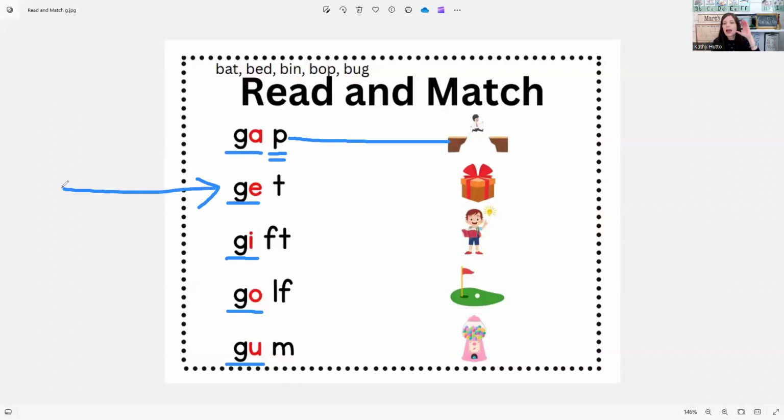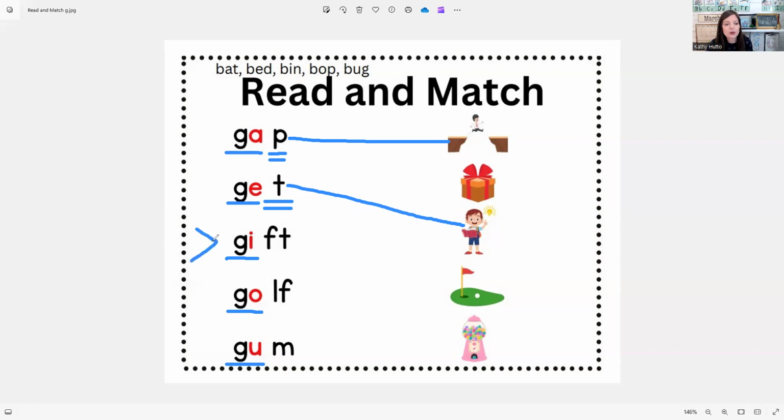Now G and E. G, E, ge. Get, get. The boy will get an idea. Draw a line to the boy. Looks like he's reading a book, and now he will read and get an idea.